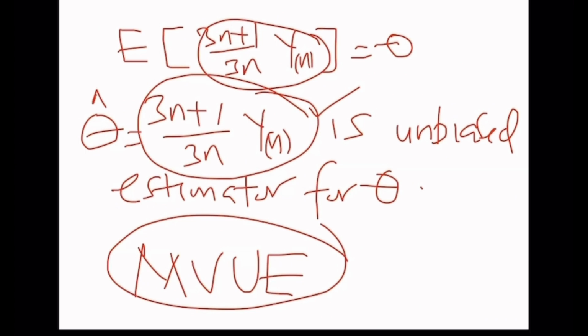And when you try to take the variance, go by what we did the other time. You're going to see that this has the minimum variance among the class of unbiased estimators, and because of that, we can conclude that the estimator here is a minimum variance unbiased estimator.